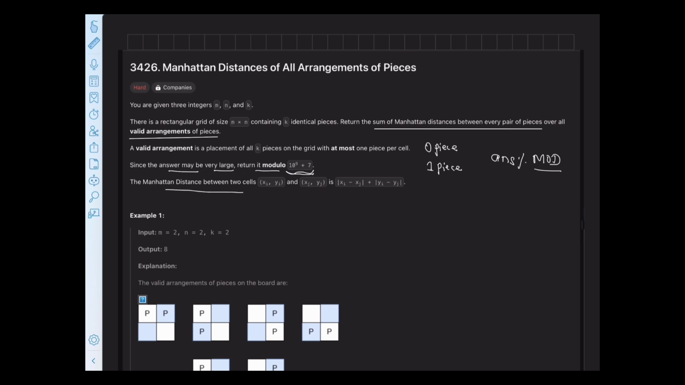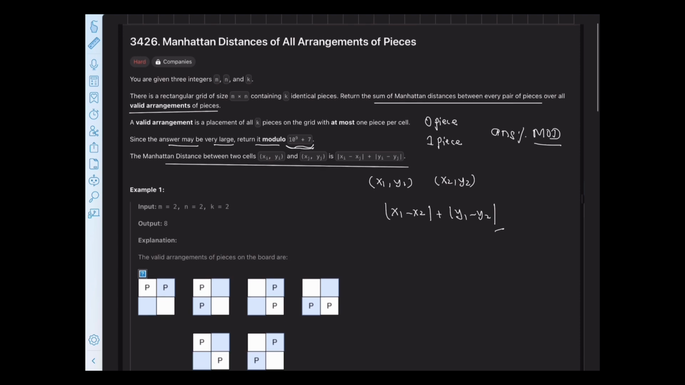This is the definition of Manhattan distance between two cells, and I assume we already know that. If we are given two coordinates, x1, y1 and x2, y2, the Manhattan distance is given by |x1 - x2| + |y1 - y2|, isn't it? Now let's take a look at this example.